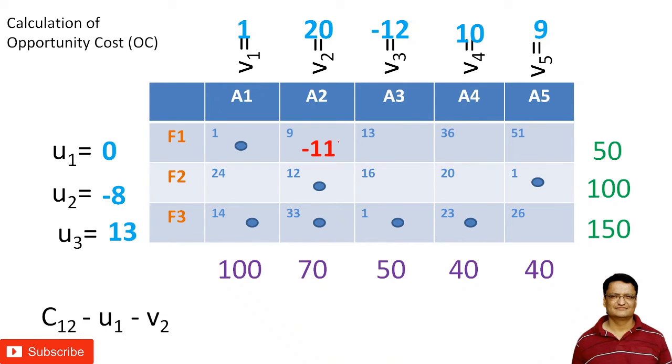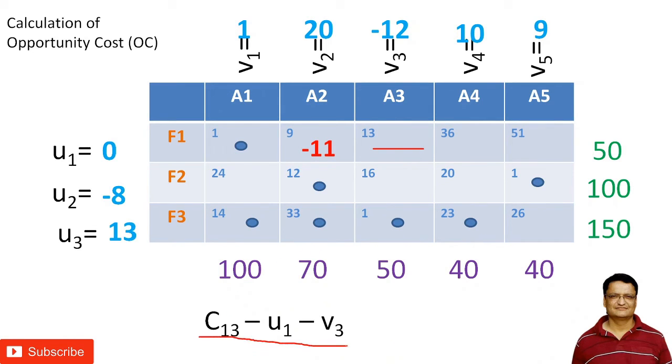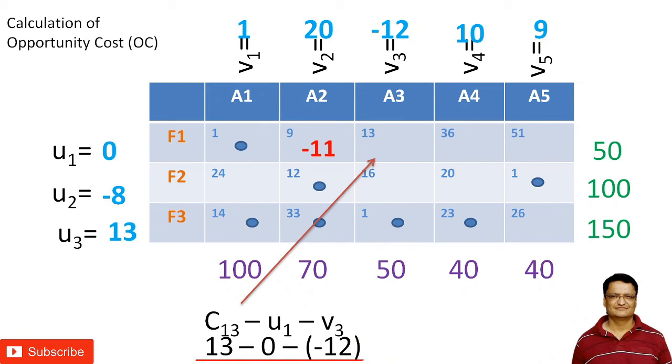Now let us calculate the opportunity cost for the next empty cell. So this is the next empty cell. The formula will be C13 minus U1 minus V3. What is C13? C13 is the unit transportation cost at this point, right? And U1 is the corresponding U1 value and the corresponding V3 value. If I put all these values over here, I will get 13 minus 0 minus 12. So that gives me the value of 25. So 25 is the opportunity cost.